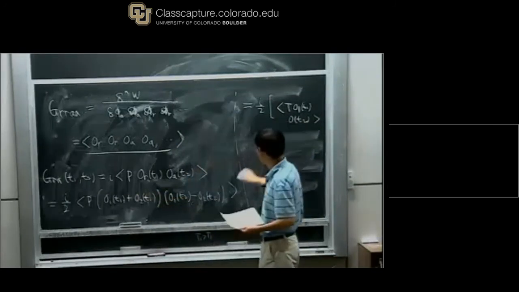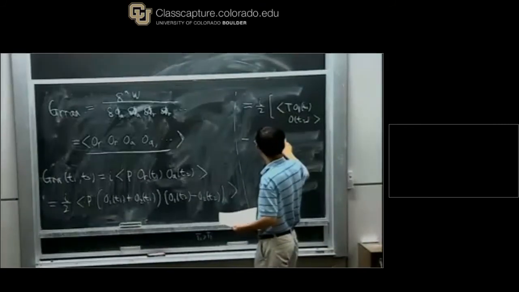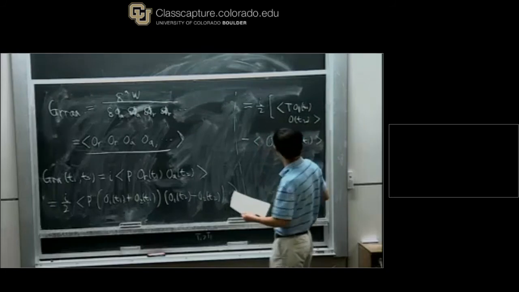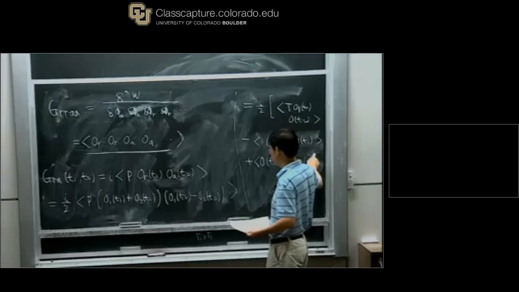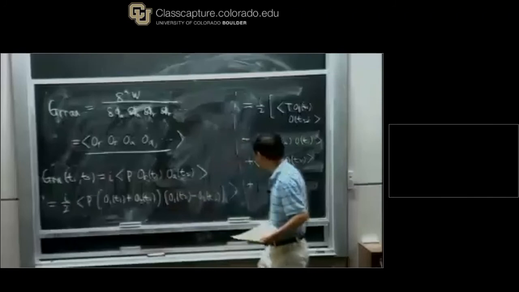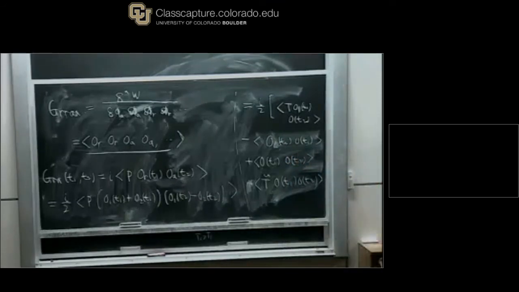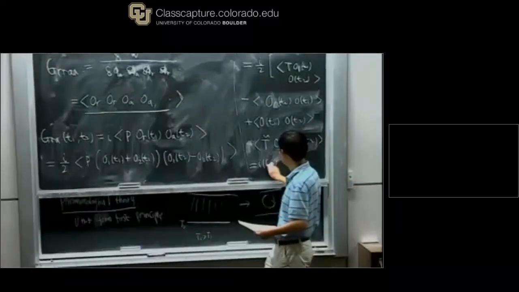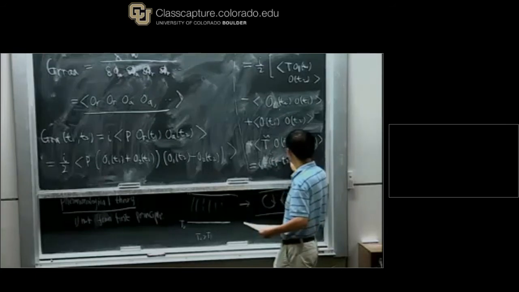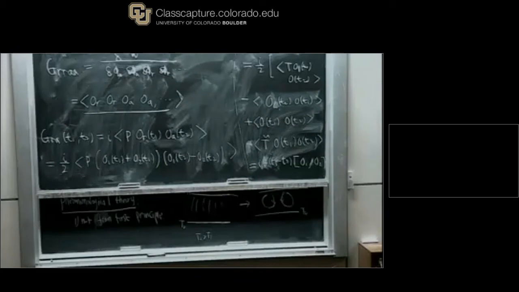The second term will be minus, which is O_2 and O_1. O_2 should always come after O_1, so this becomes a right-hand function: O(t_2) O_1(t_1). Similarly, this one gives you plus O(t_1) O(t_2), and the last one is O_2, which gives you anti-time-ordered O(t_2). So if you look at all this ordering and write it explicitly, you find that this is just given by i theta(t_1 minus t_2) times the commutator of O_1, O_2. This precisely gives you the retarded Green function.